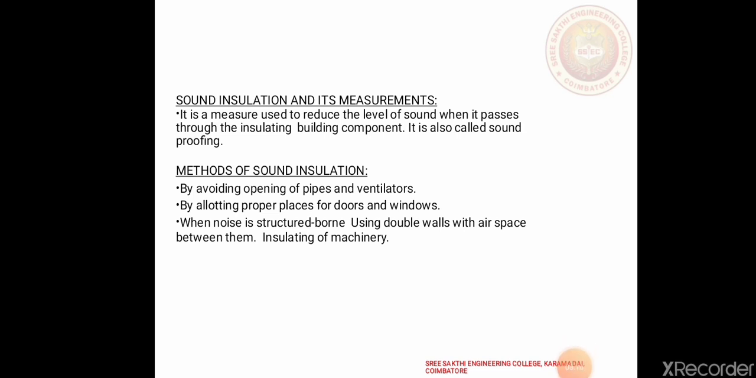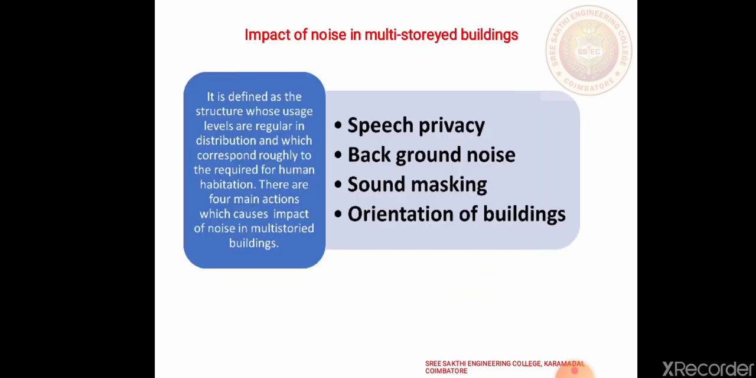Methods of sound insulation. It is done by avoiding openings of pipes and ventilators, by allotting proper places for doors and windows, when noise is structure-borne, using double walls with airspace between them, insulating machinery, etc.